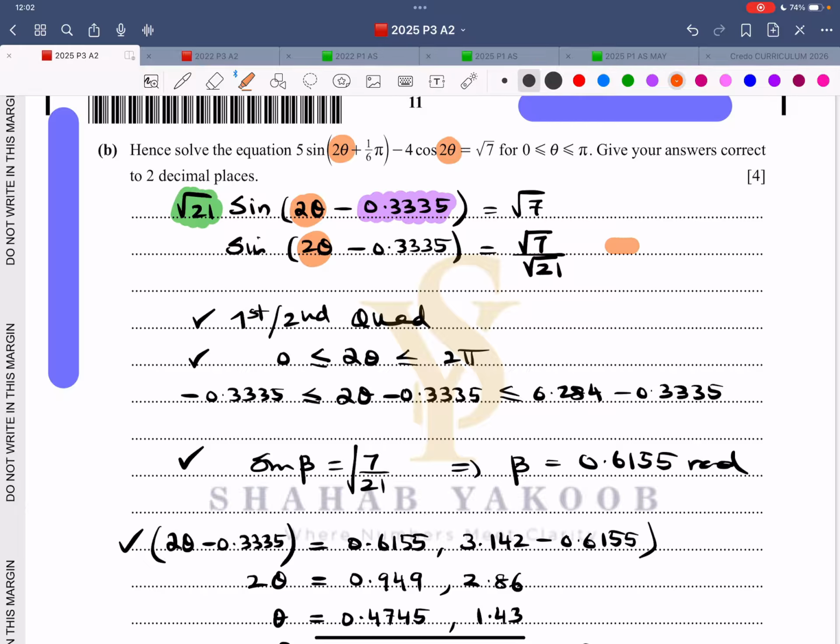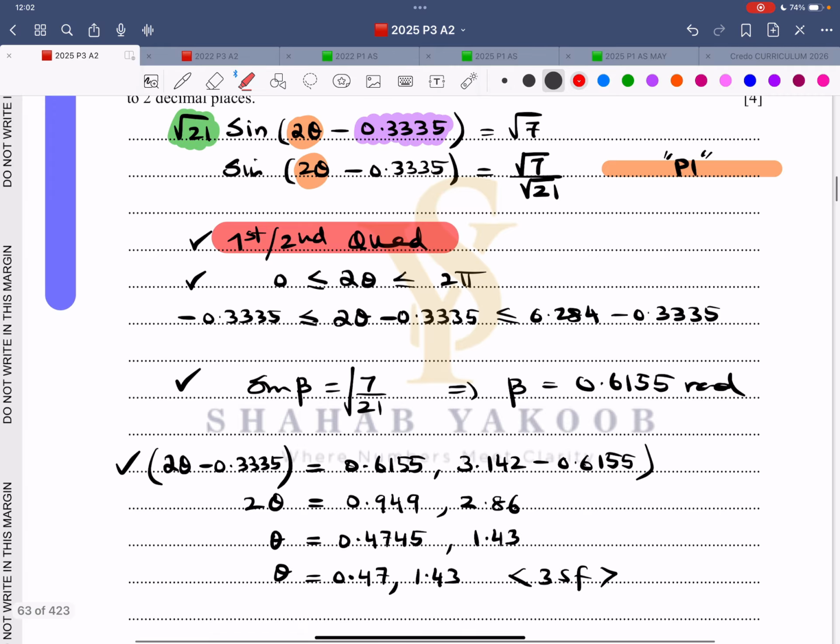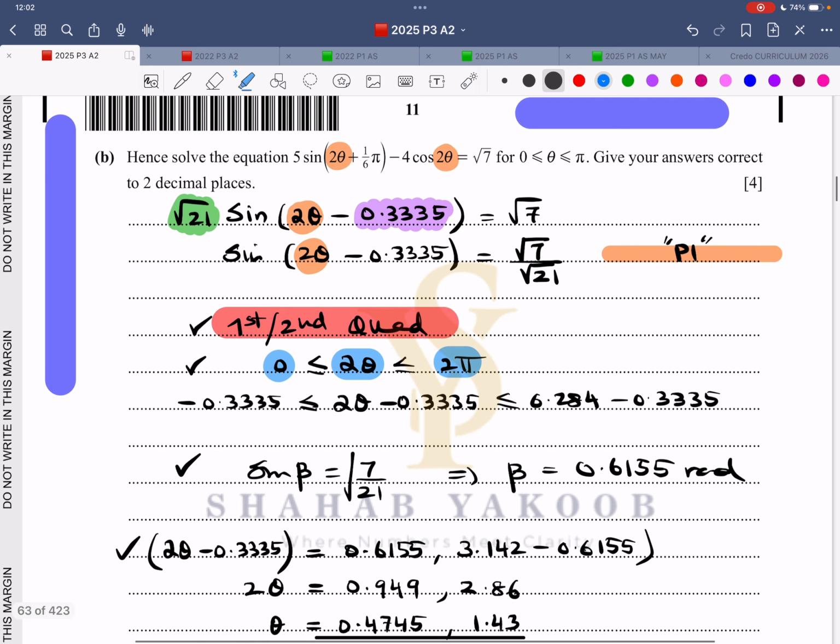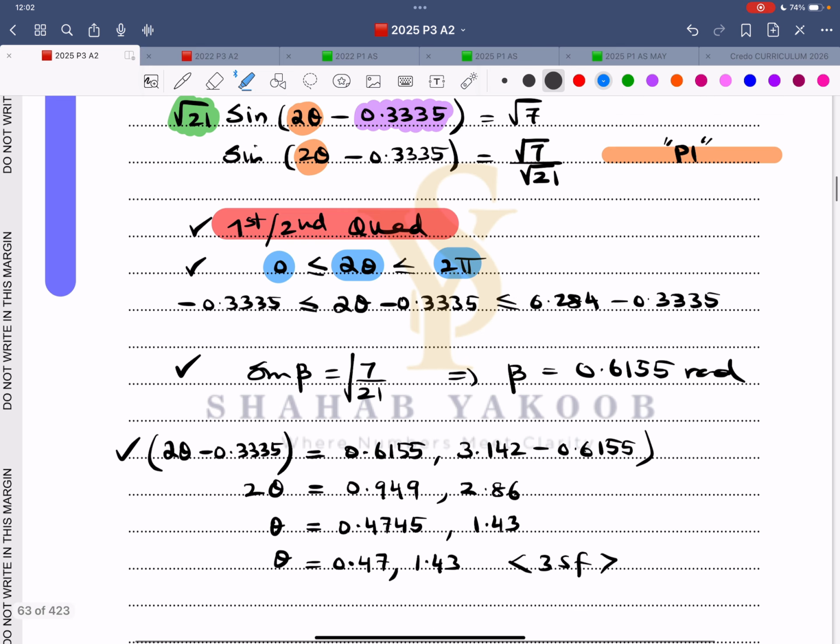Now, as soon as we reach this particular stage, this is a P1 trigonometric question. There are 4 steps involved over here. The first one is about the quadrant. Sine is positive in first and second. Second step is the modification of the range. 2 theta lies between 0 and 2 pi because original theta lies between 0 and pi. And then we are subtracting negative 0.3335 and so on. That is how you have to take care of it.